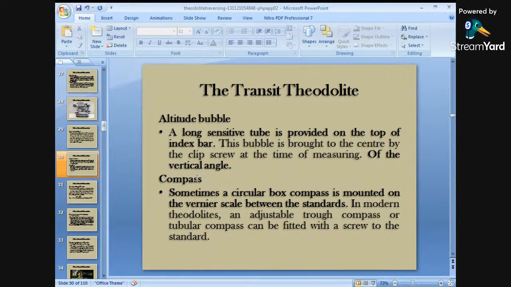Then sometimes a compass is also provided. Sometimes a circular compass is mounted on the vernier scale between the standards. In a modern theodolite, an adjustable trough compass or a tubular compass can be fitted with a screw to a standard.